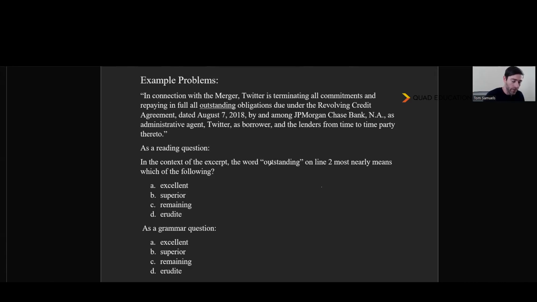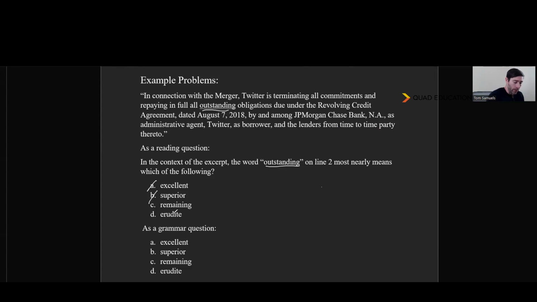So we're looking for the word outstanding here. And this is a classic thing that the test will do. They'll give you a word that you are familiar with, because usually when you hear the word outstanding, you go, oh, great, amazing. And they'll use it in a way that's slightly different from the norm. So what outstanding here means is really all leftover obligations due under the credit agreement or whatever. And so I can get rid of excellent and superior, both because they mean effectively the same thing, which means they're incorrect. And also that's the usual meaning of outstanding, not this use here in this financial context.